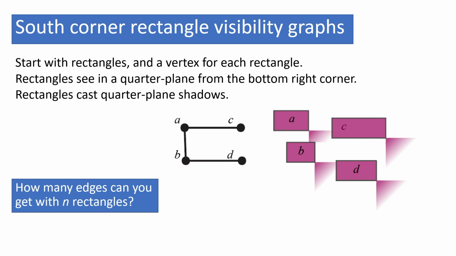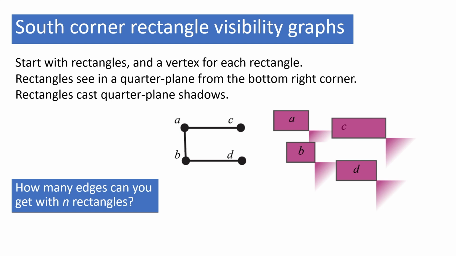We have rectangles, which are vertices. We have the rectangles looking at other rectangles, but now they're looking diagonally instead of left, right, up, down. They're looking in this one direction, which we call south. If you turn your head, it's south. So they look in these quarter planes. These quarter plane images here show that A can see B and C.